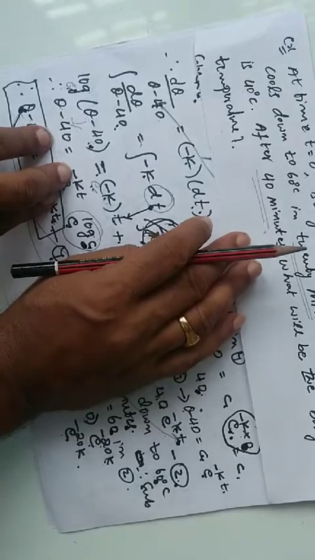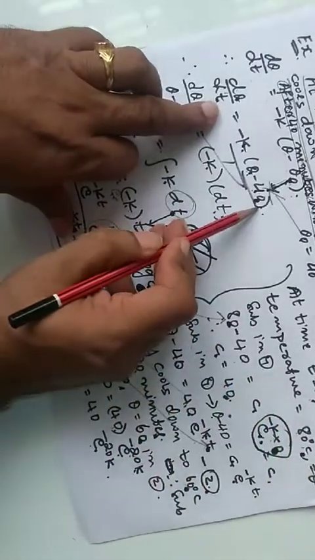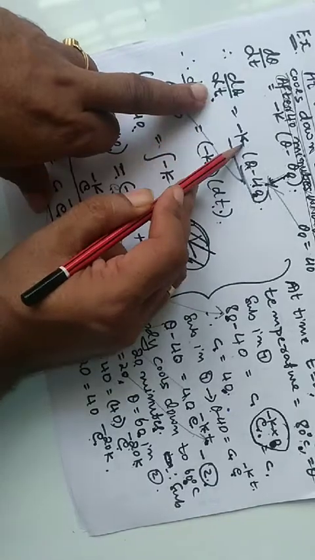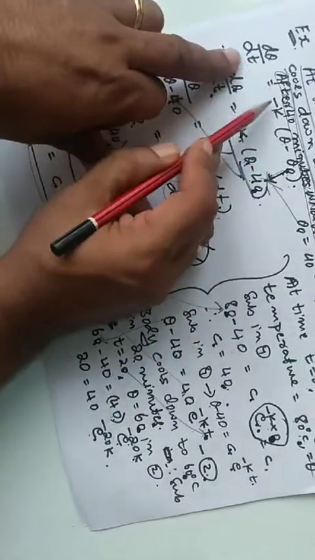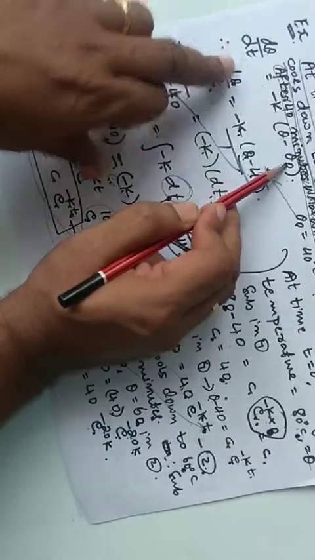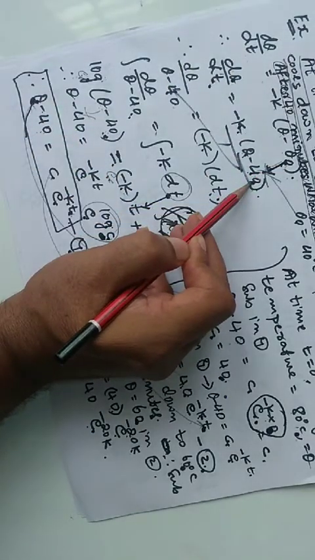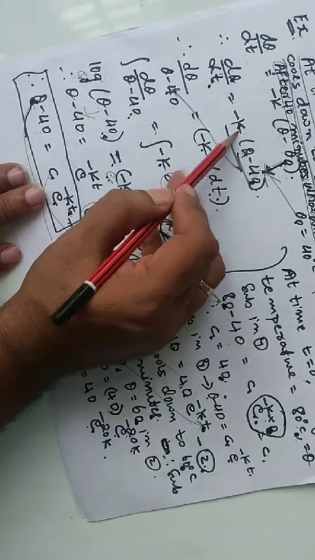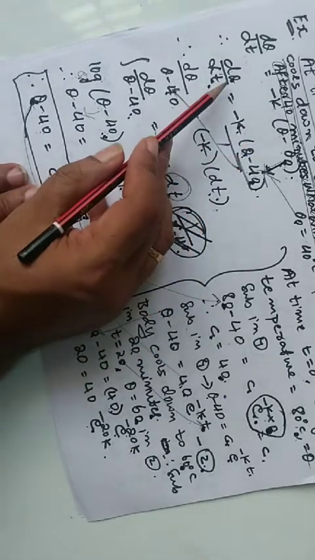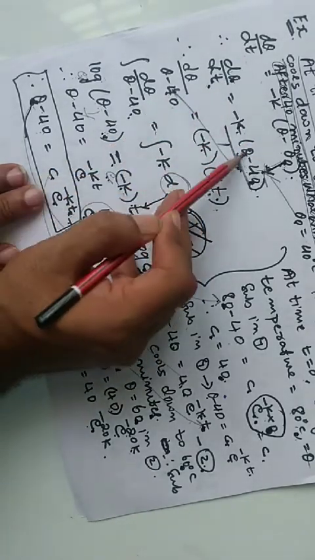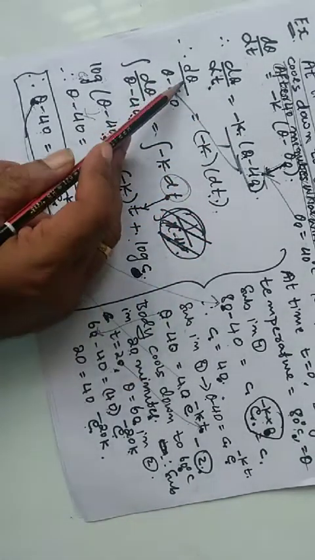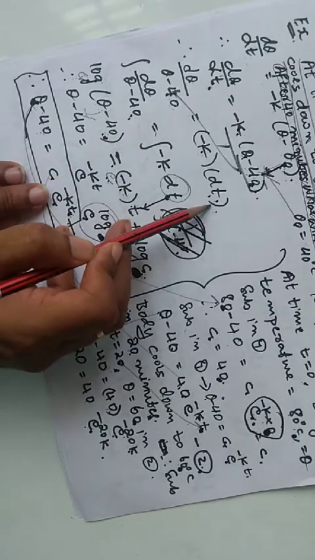Now let us write the formula of Newton's law of cooling. What is Newton's law of cooling? d theta by dt is equal to minus k into theta minus theta naught. What is theta naught? Theta naught is air temperature, that is 40. Substitute. Now d theta divided by theta minus 40, bring this theta minus 40 to the denominator, dt into k. So d theta by theta minus 40 is equal to minus k into dt.